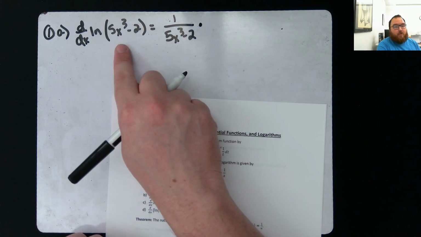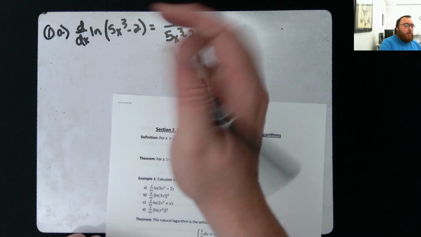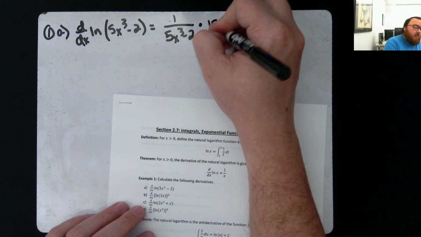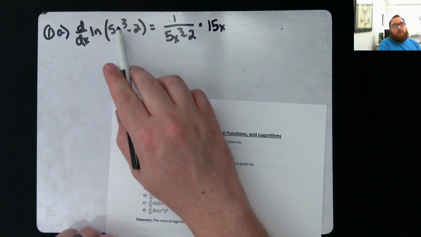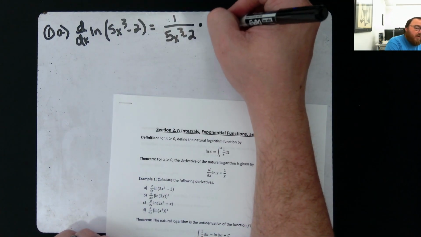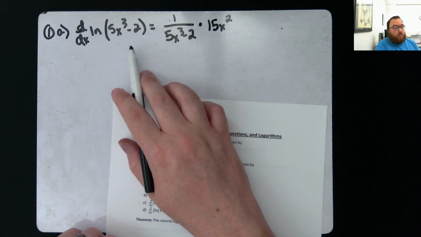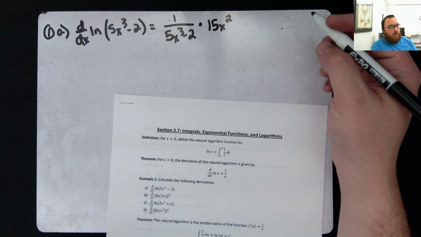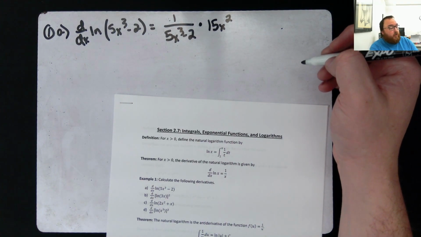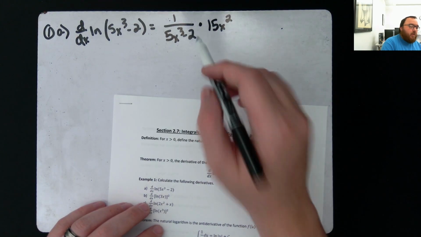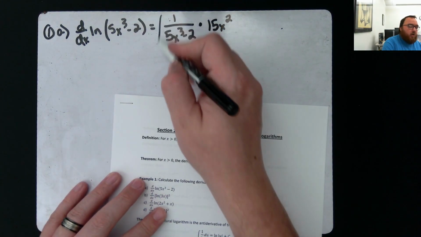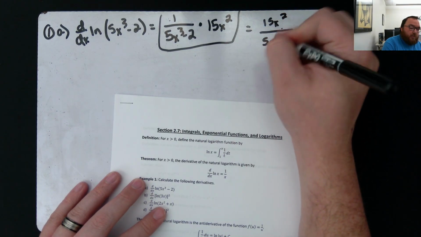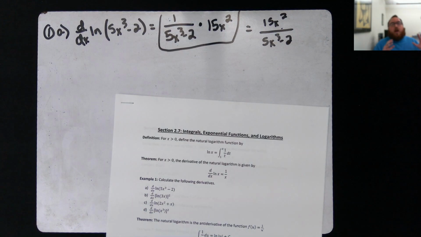And the derivative of 5x cubed minus 2, remember by the power rule, I can bring 3 down. 3 times 5 is 15, times x, decrease my power by 1, which would make it squared. And the derivative of the negative 2 is just equal to 0, so I don't even need it. So that's it. You could stop right here, or if you really want to, you could write it as 15x squared over 5x cubed minus 2, but it doesn't really matter. They're both right.